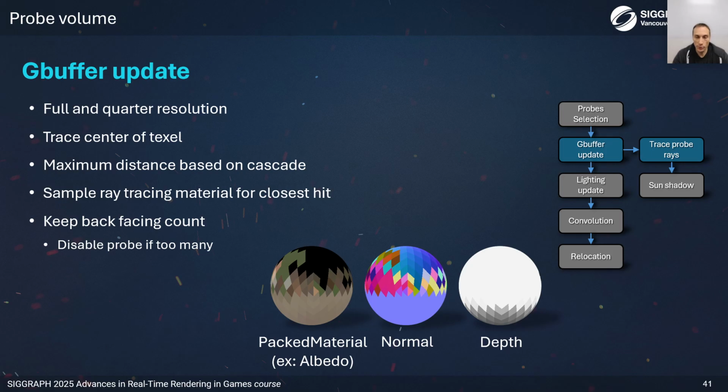When we hit some geometry, we're going to take all the material information and put it into the G-buffer information of the probe. At the same time that we're computing the intersection, we're also keeping track of the number of backfaces that we hit. That way, at the end of the update, when we try to move the probe if we need to, if we're not able to move the probe correctly and the probe is seeing too many backfaces, we're just going to disable the probe.